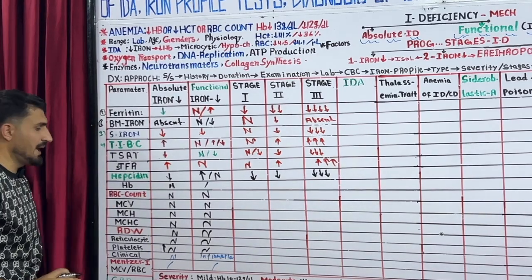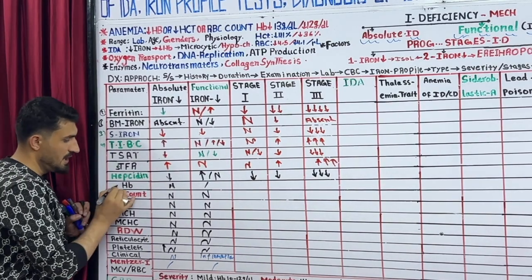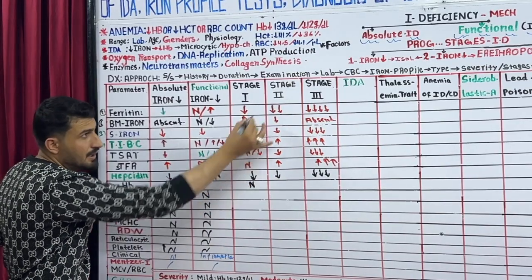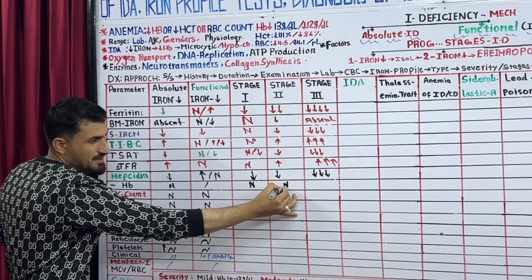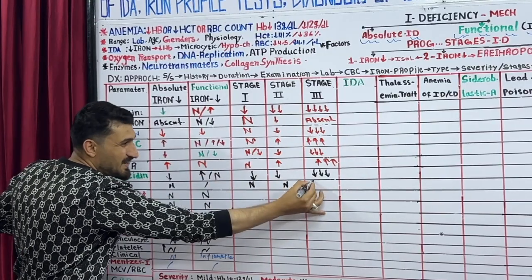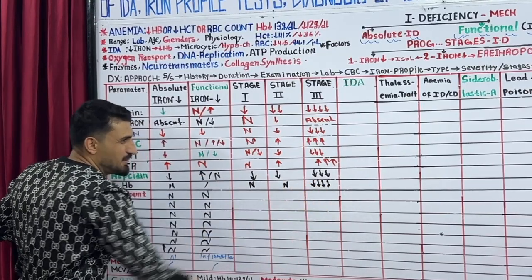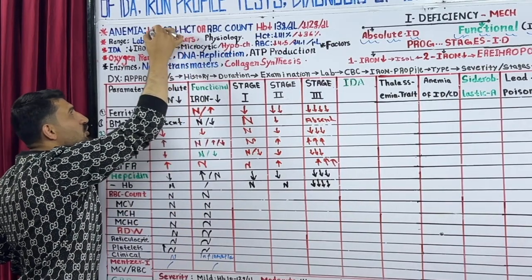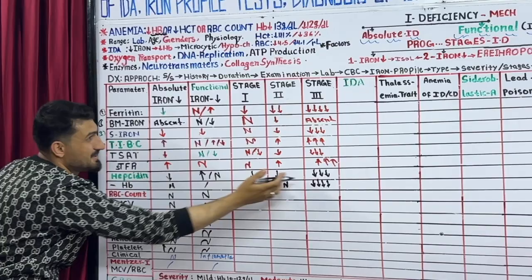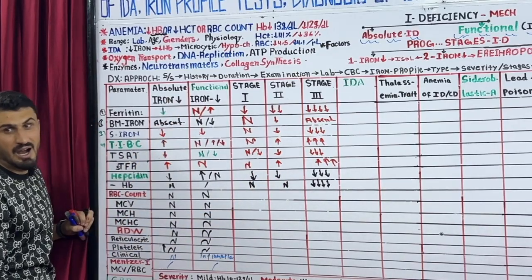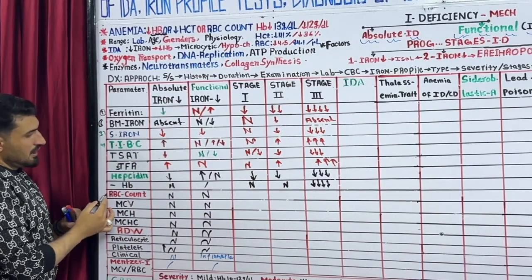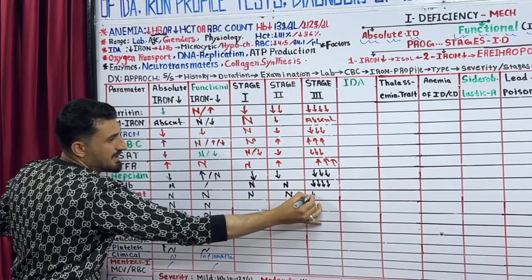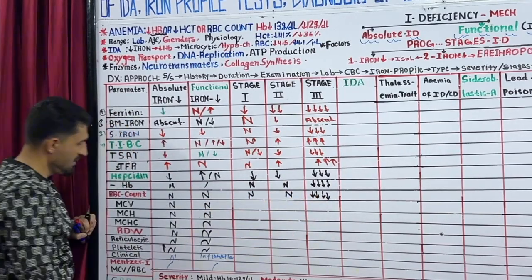Now about HB, here come to the CBC report about the HB. Here HB in stage 1 is normal, and in stage 2 it's normal because there is no anemia, but in stage 3 now we develop anemia. It means the hemoglobin level drops below normal. That's why stage 3 is called anemia, iron deficiency anemia. RBC count here in stage 1 is normal, in stage 2 it's normal, here it drops.